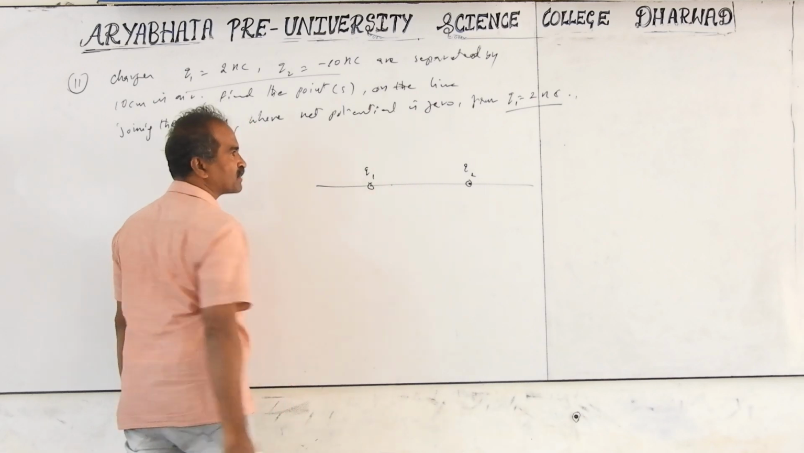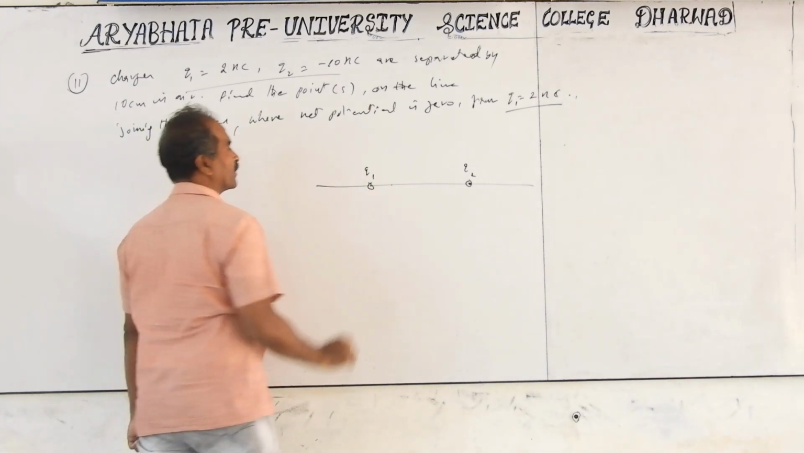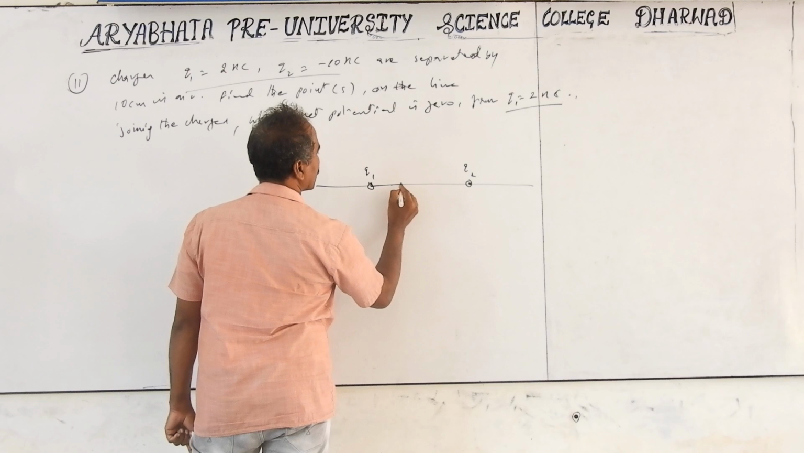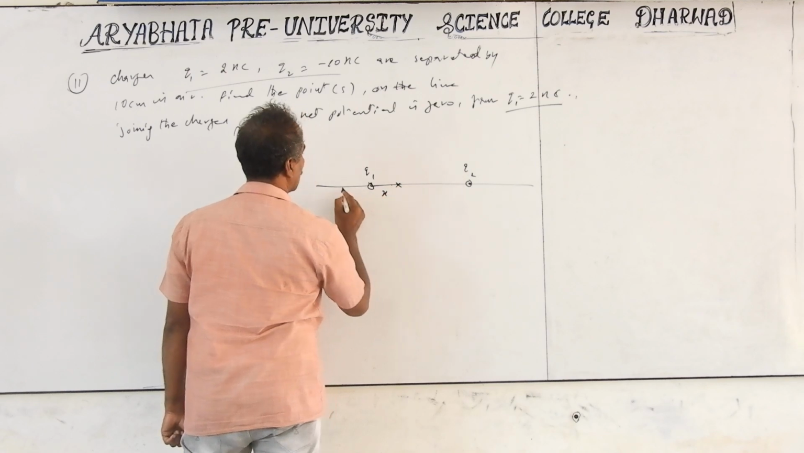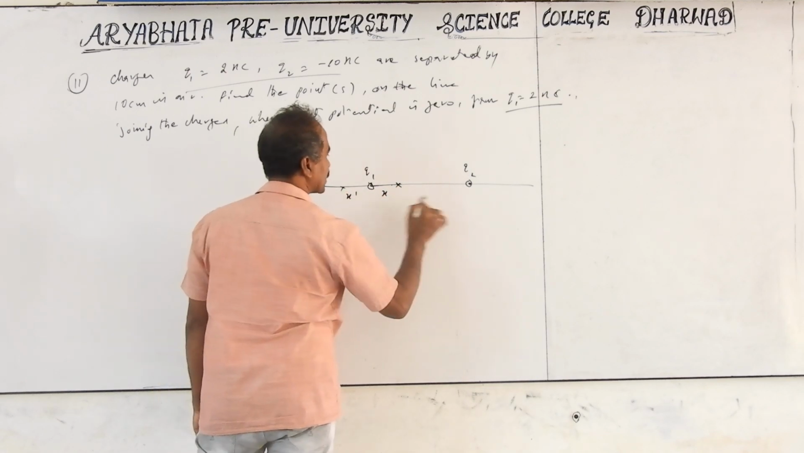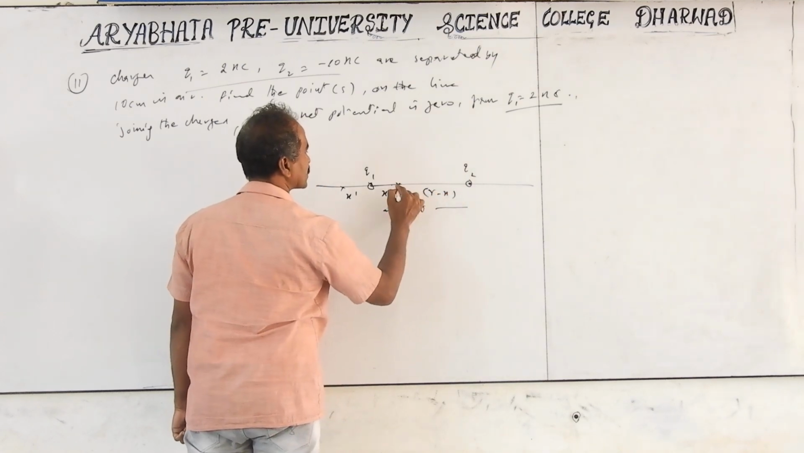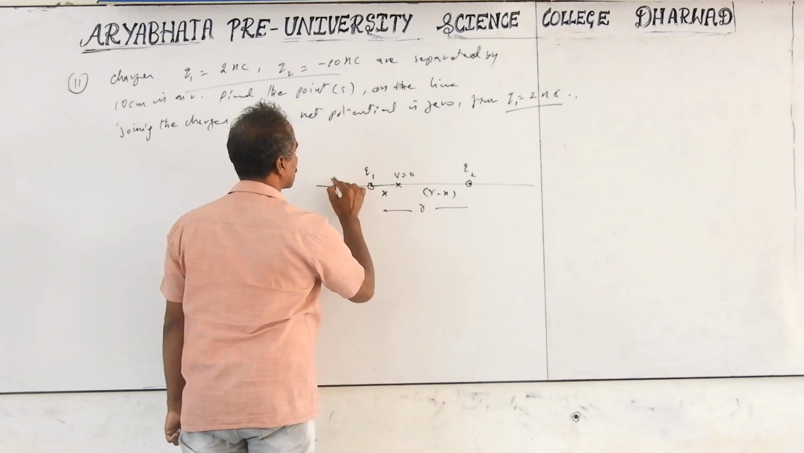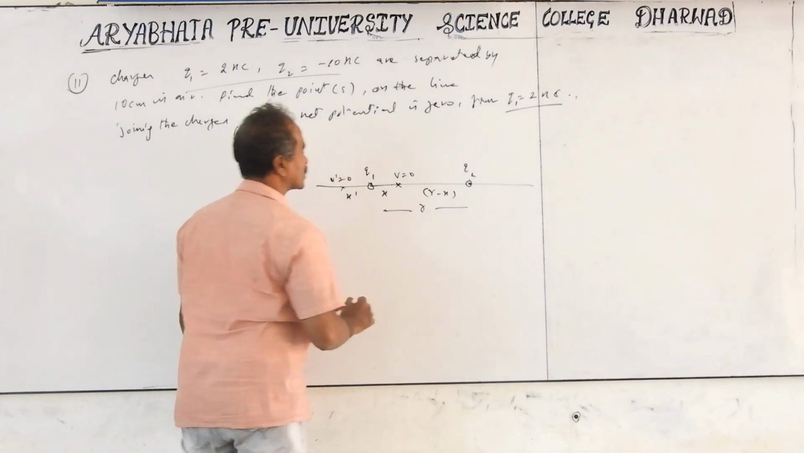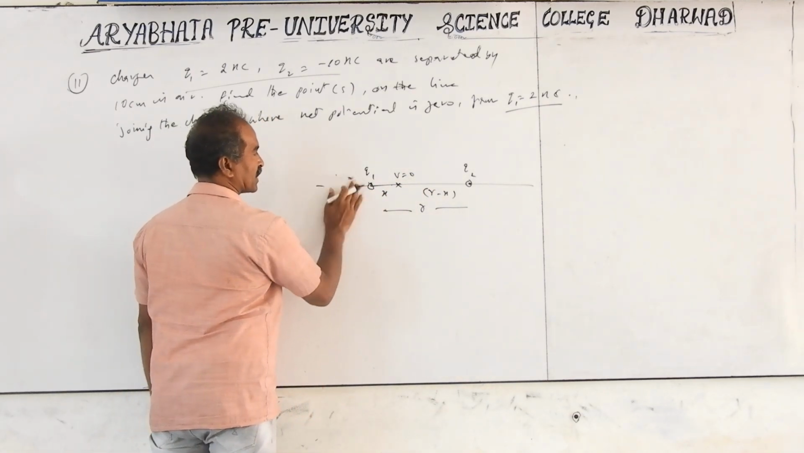So imagine x is the distance from Q1. Here, between the charges, I am taking x, and outside I will take it as x prime. The separation is r, so this other distance becomes r minus x. Here net potential is 0, and here also net potential is 0, inside and outside. Two cases here, so separate diagrams are needed.